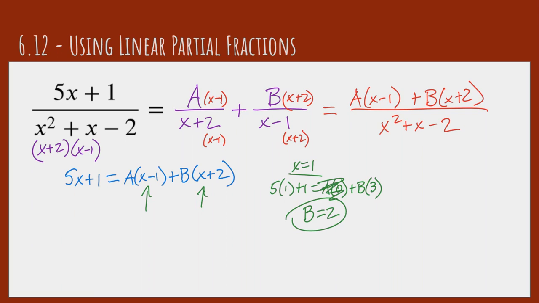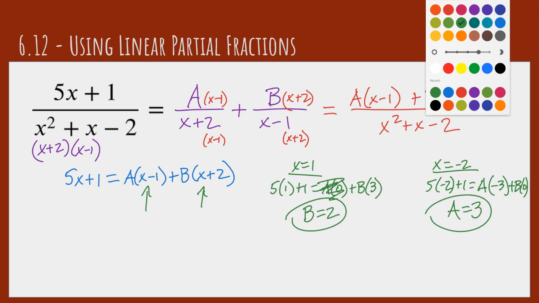Okay, now we're going to choose a convenient value of x here, specifically x equals negative 2. So we have 5 times negative 2 plus 1 is equal to a times negative 3 plus b times 0. Okay, so by choosing x equals negative 2, now this term is going to go away, and it's going to make it easy to solve for a. So we have negative 9 equals negative 3a, and we have a equals 3.